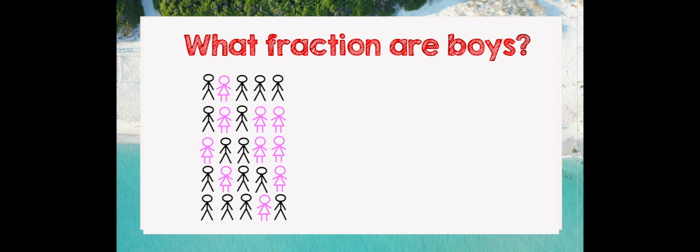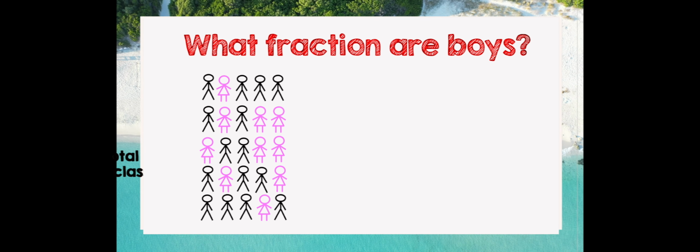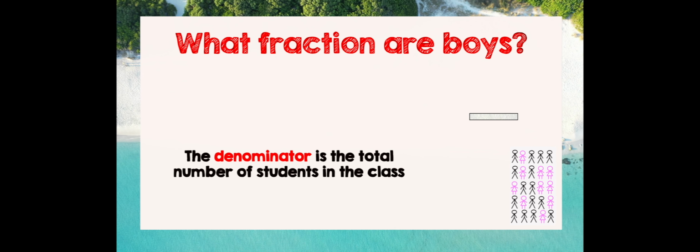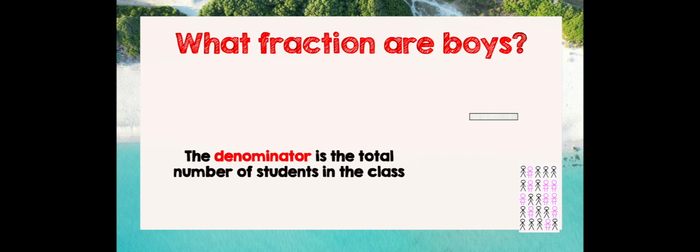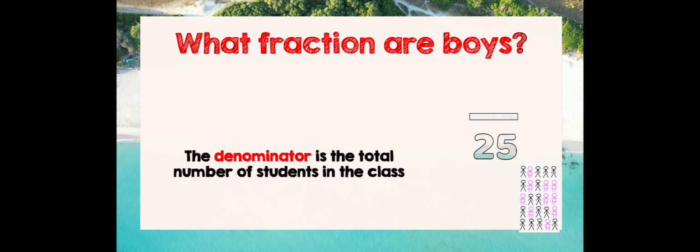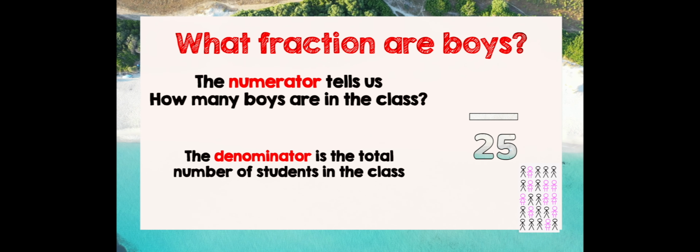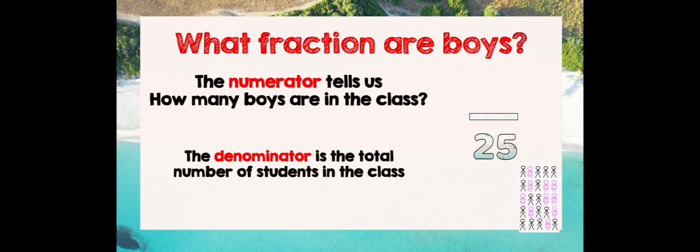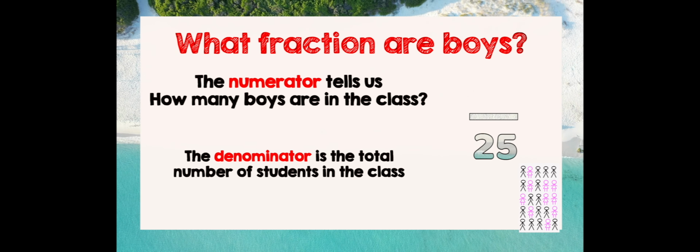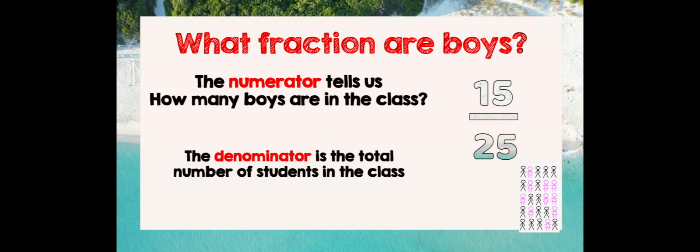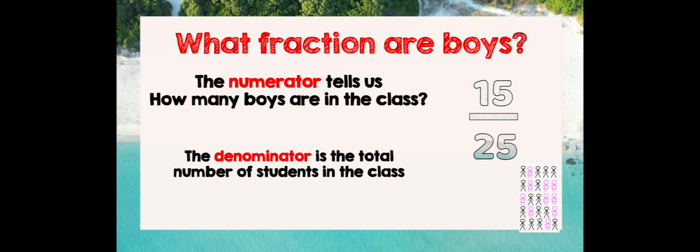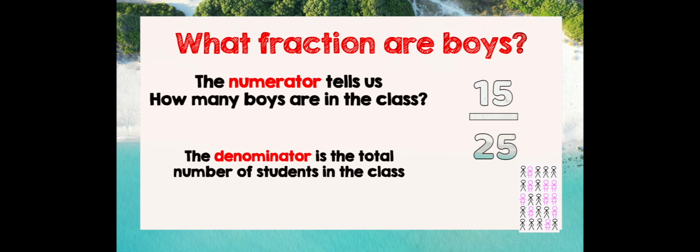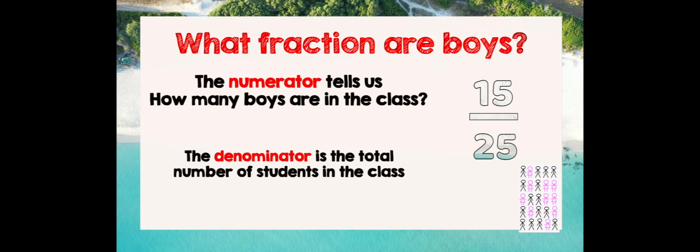Let's have a look at the second example. What fraction are boys? So we take our line. The denominator is the total number of students in the class. In this case, there are 25. And the numerator tells us how many boys are in the class, just the boys. And here there are 15. So the fraction of boys in the class are 15 over 25.